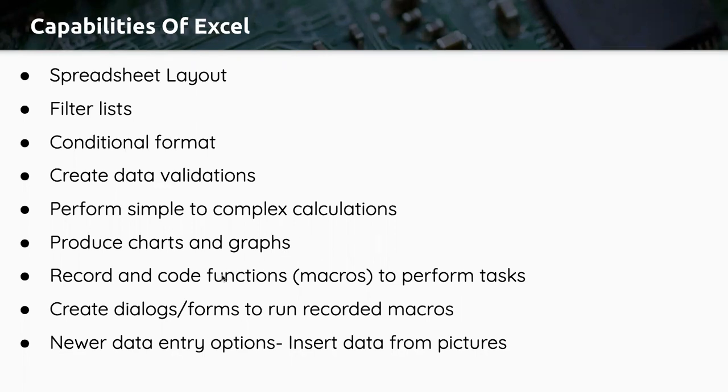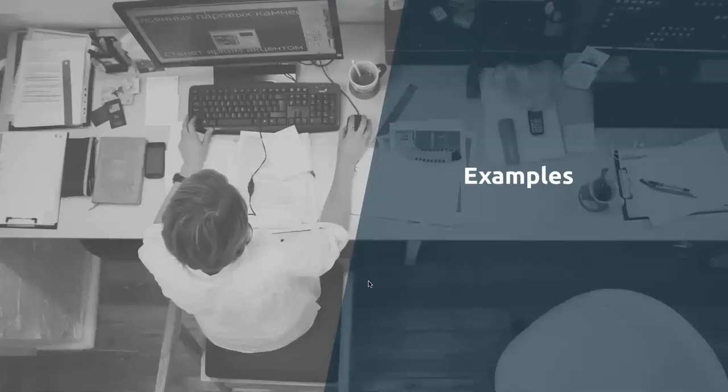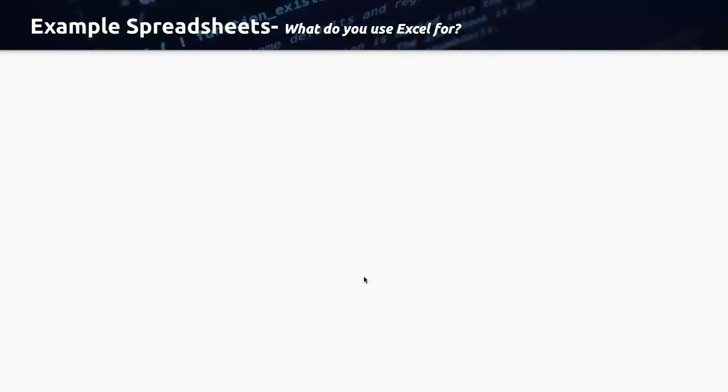And one thing that I found as I was doing this is there's now newer data entry options. So I'm going to show an example of this, but you can literally take a picture on your phone with the Excel app and convert it into a spreadsheet, which is very, very cool. So I'm going to show just a couple examples here. We're totally open to hear from you guys too. Use the chat window for this, but what do you use Excel for?